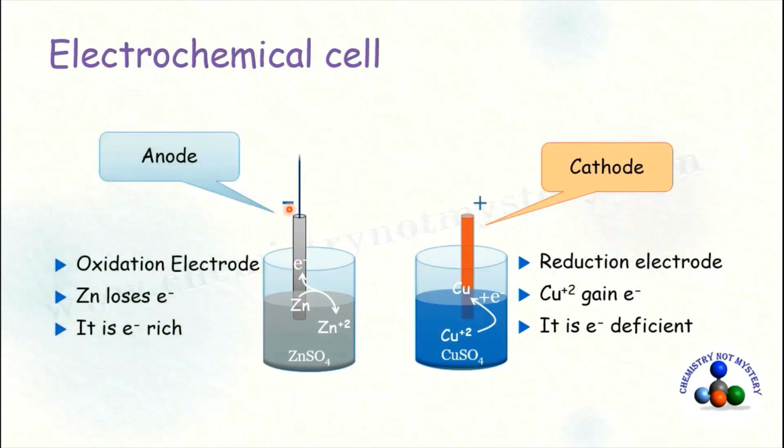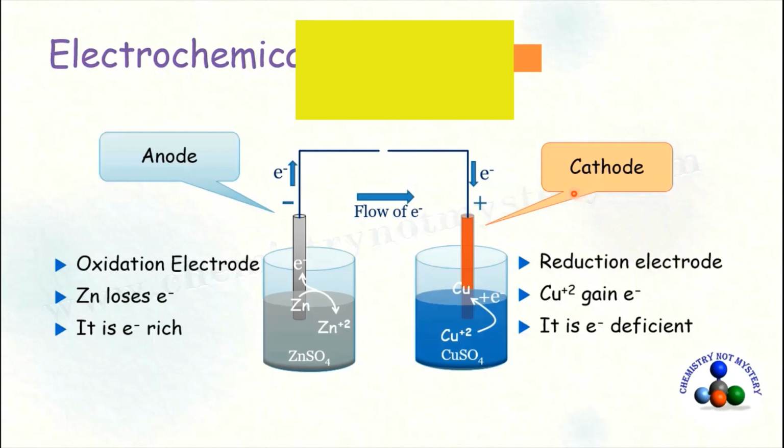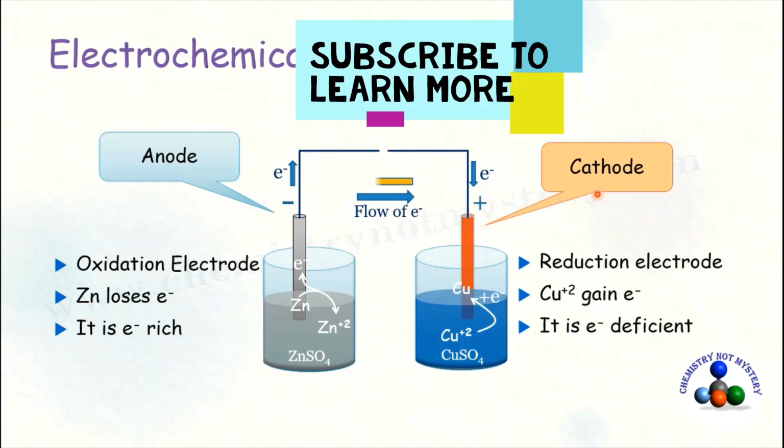As anode is electron rich, it supplies electron, and as cathode is electron deficient, it receives electron. So there is flow of electron from anode to cathode, and current flows from cathode to anode, as the flow of current is opposite to the flow of electron. So this flow of current can be used to generate electricity.